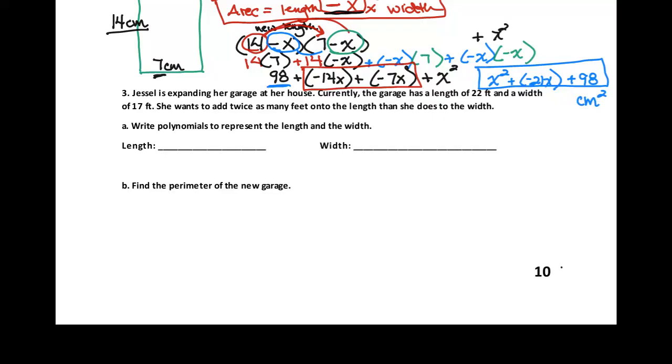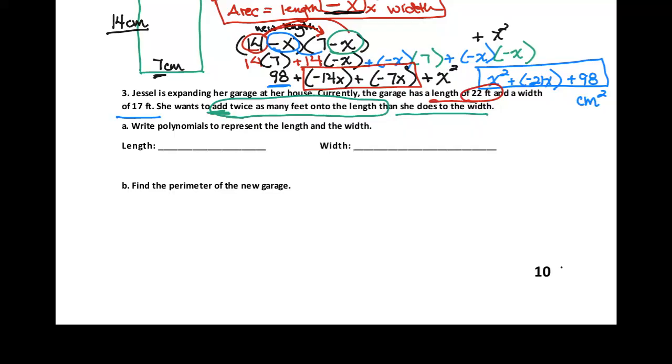Jessel is expanding her garage at her house. Currently, the garage has a length of 22 feet and a width of 17 feet. She wants to add, here we go, twice as many feet onto the length than she does to the width. Write polynomials to represent the length and the width.